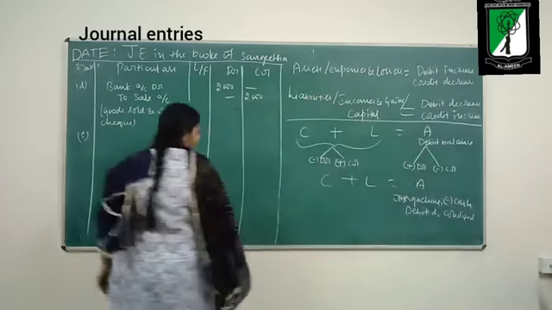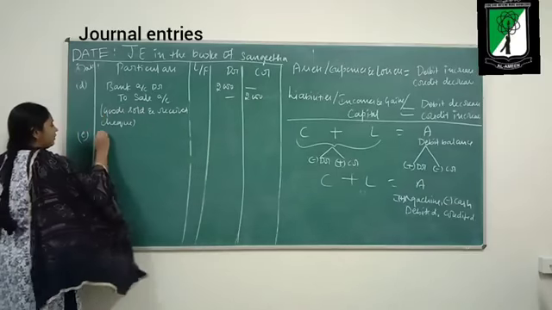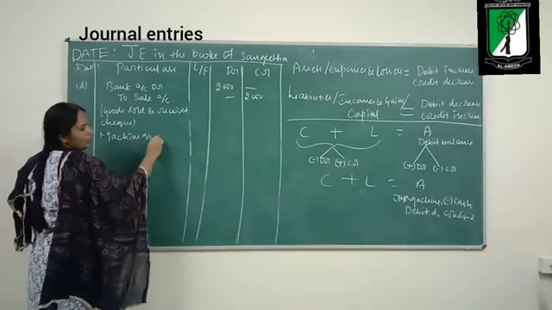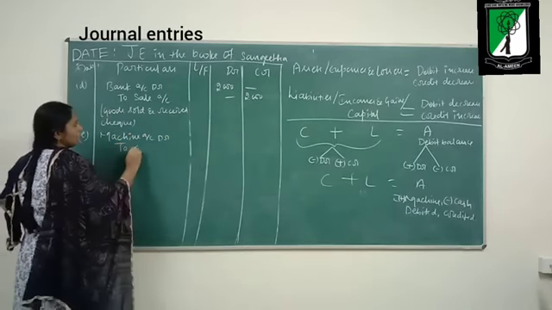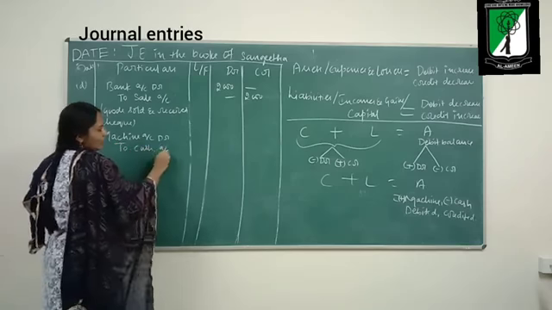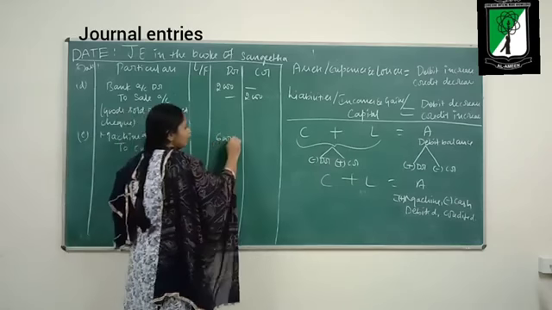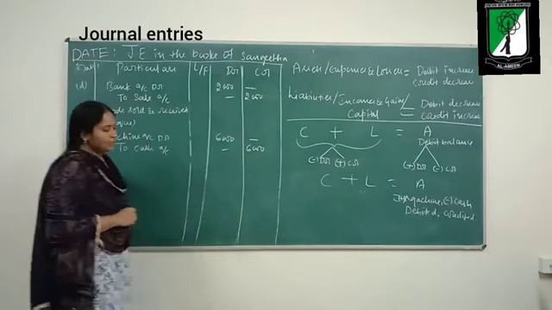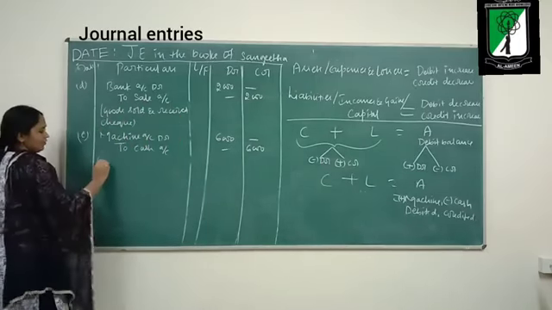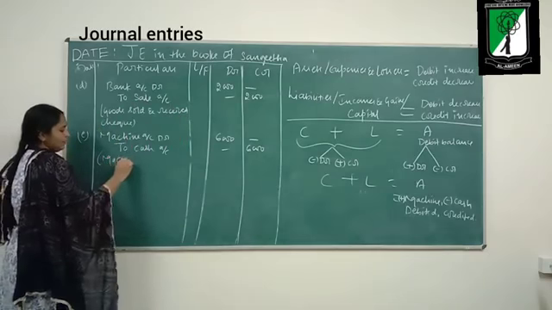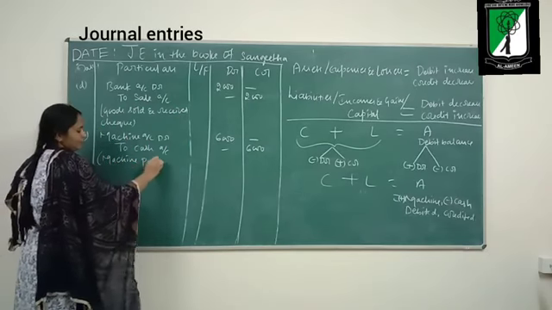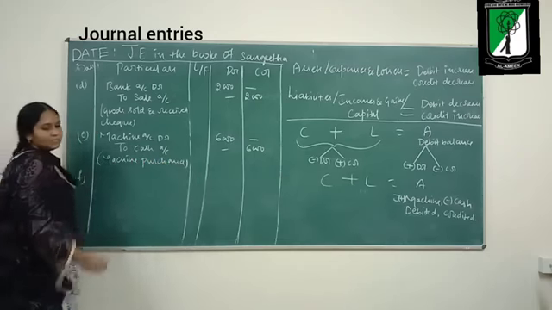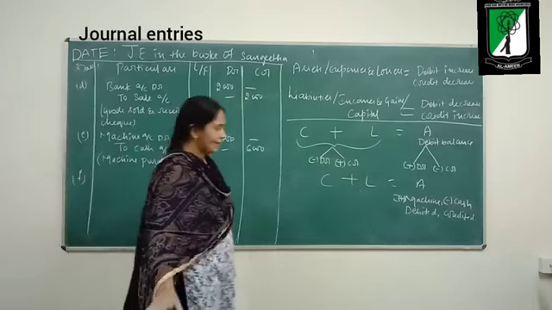So what is the journal entry? Machine account debit to cash account. What's the value of the machinery? Rupees 6,000. So what is the narration? Machine purchased. This is the narration. Now moving on to the sixth transaction.